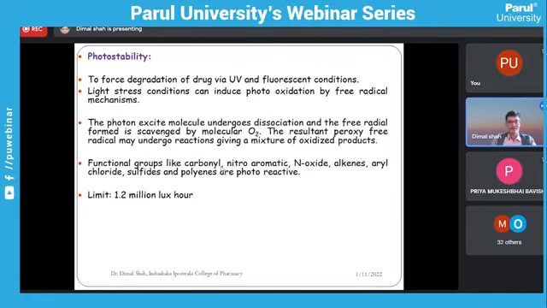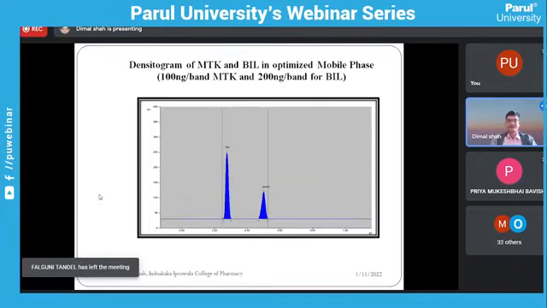Normally, we have to expose our drug in solid form in an open petri dish for 1.2 million lux hours. Lux meters are available, which can help you find out the quantity of light a sample has been exposed to. This much exposure is enough, and then you should carry out analysis of your sample. So these are the four conditions by which we can carry out analysis of our compound.